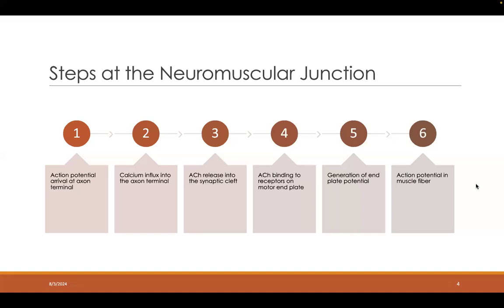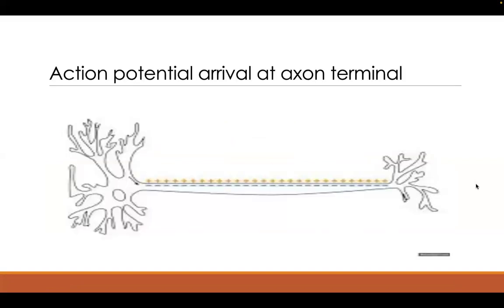The NMJ takes place with a lot of steps in the process, and there are 6 main steps that we will be focusing on. The first one is the action potential arrival at the axon terminal. What this means is that the process begins with an action potential, or an electrical impulse, traveling along the axon, as you can see here, of a motor neuron.